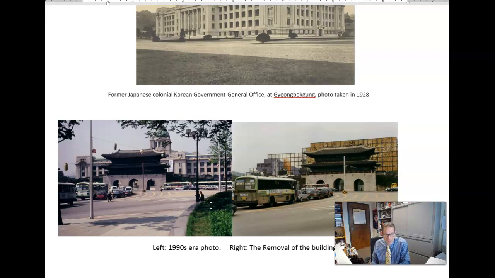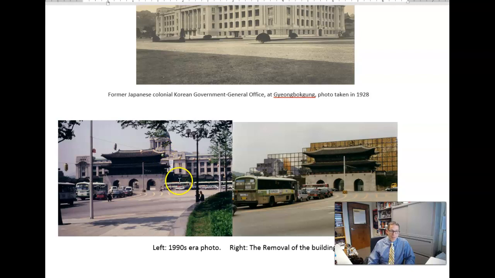So again, if you were in downtown Seoul, say in the 1990s, you would see a traditional gate, which would have been the entrance to the palace. But right behind it, you still see the Japanese government building, Governor General's building, which, by the way, after World War II, the Koreans had used as a government building as well. Eventually, they converted it into a national museum. So when I was teaching ESL English in South Korea back in 1990, and when I was there as a missionary, I visited that building as a museum.